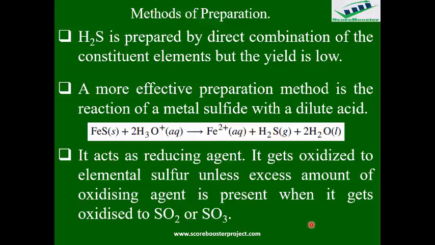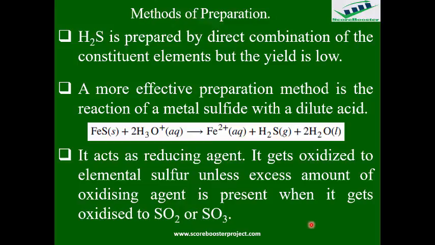One of the methods of preparing it is direct combination of constituent elements. But the problem encountered by this method is the yield that is very small. Even at high temperature and pressure, the yield is very small, so they don't use it. So a more reasonable and effective way of producing it is when you have a metal sulfide that is very easy to get from the earth crust.